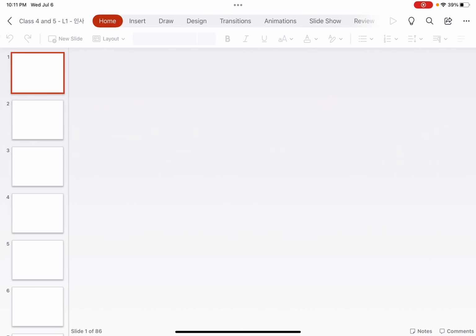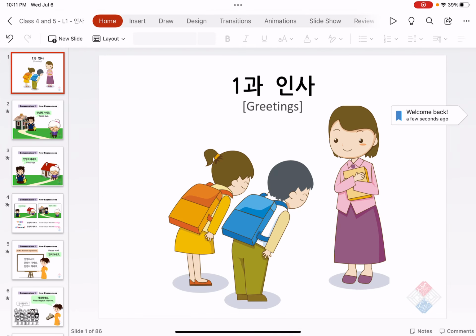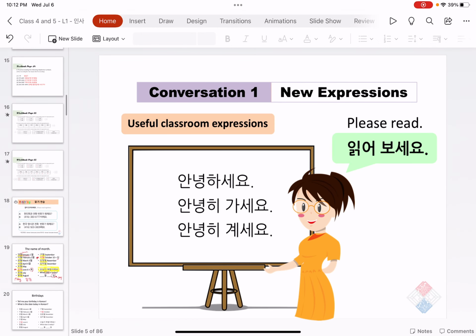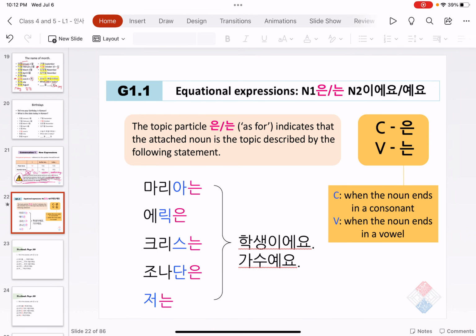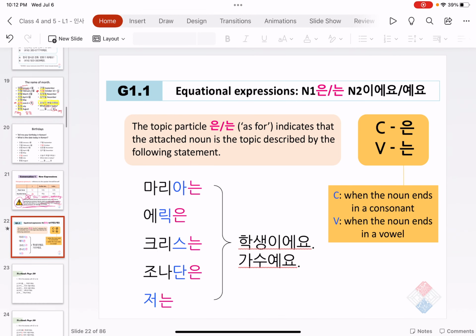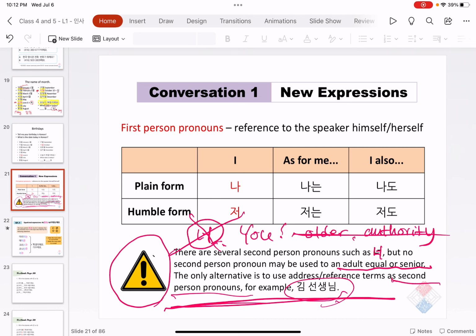Okay. Oh, what is happening? Alright, so I'm gonna go back, try to find the page that I was on. Okay, so I want you to practice.